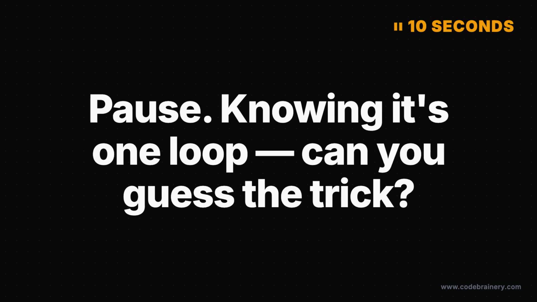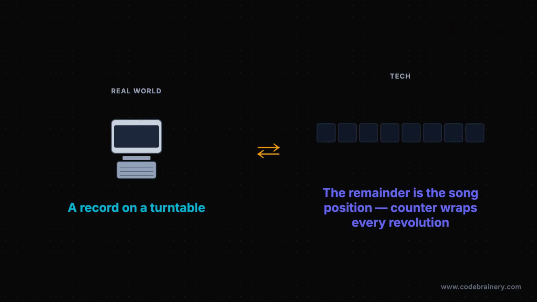Pause for 10 seconds. Knowing it's one loop, can you guess the trick? 3, 2, 1. The trick has to do with the math. Specifically, remainders. Think of a record on a turntable. The needle moves forward continuously. But the song loops back to the start every revolution. Your loop counter is the needle. The remainder operation is what tells you where you are in the song.